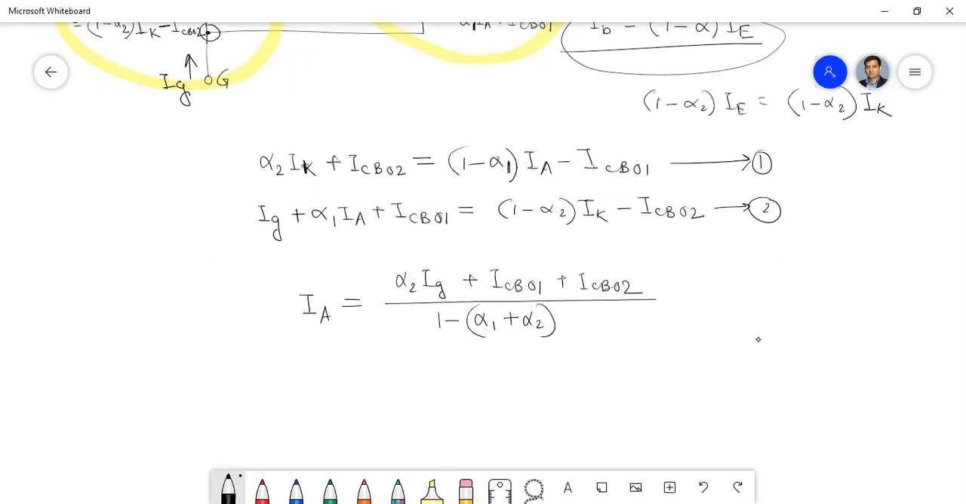Now you see, if the value of alpha 1 plus alpha 2 approaches 1, what will happen to this IA? IA tends to infinity, isn't it? So if the value of alpha 1 and alpha 2 approaches 1, then the value of the anode current will tend to infinity.